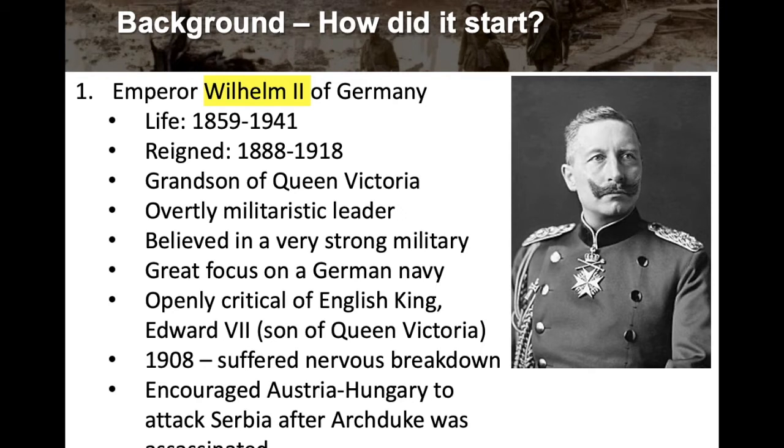In 1908, Wilhelm II suffered a nervous breakdown, which really didn't help. He almost started moving into just being a figurehead. He was still the emperor, but the military really started to overshadow him, and the military was what was really running the show.